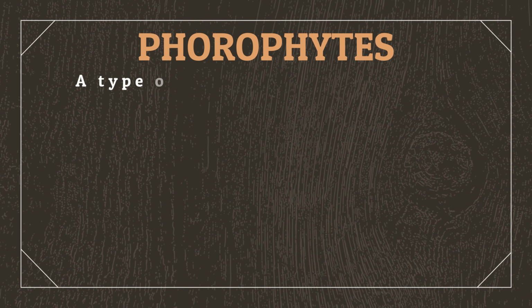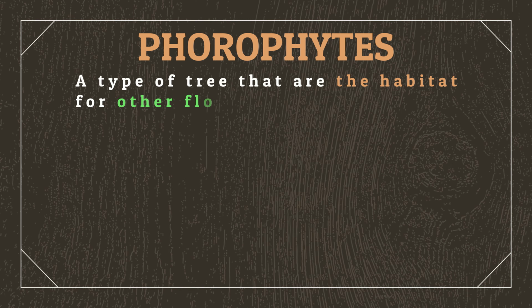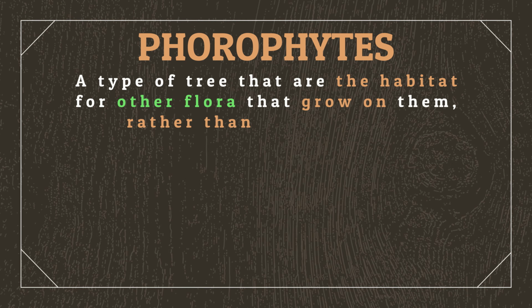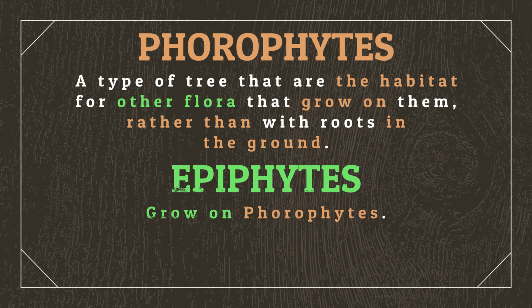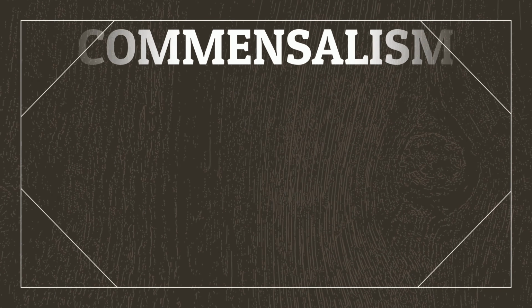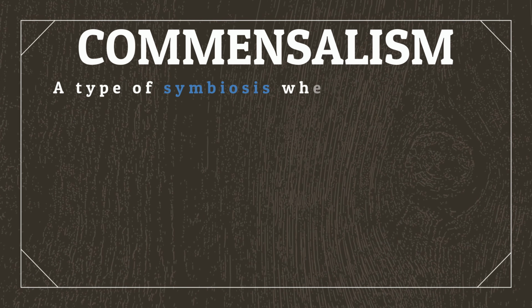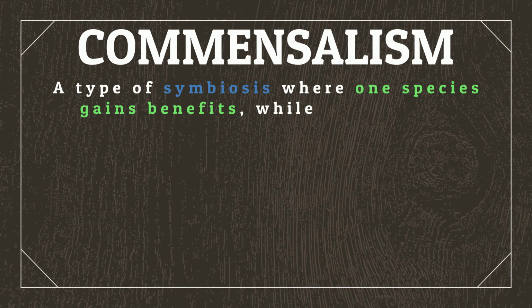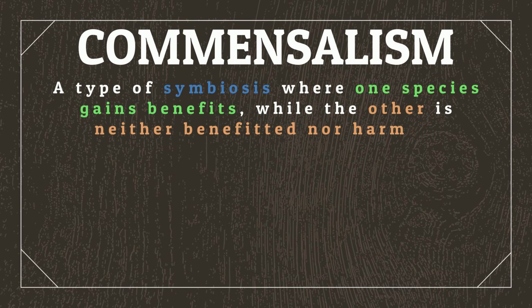As the rainforest is filled with these trees at various growth stages, Euterpe and Koistinen are present and important at all levels of the rainforest. Both species are phorophytes, which refers to a type of tree that is the habitat for other flora that grow on them, rather than with roots in the ground. Organisms that grow on phorophytes are called epiphytes, and the relationship between the two is referred to as commensalism, which is a type of symbiosis, where one species gains benefits while the other is neither benefited nor harmed.